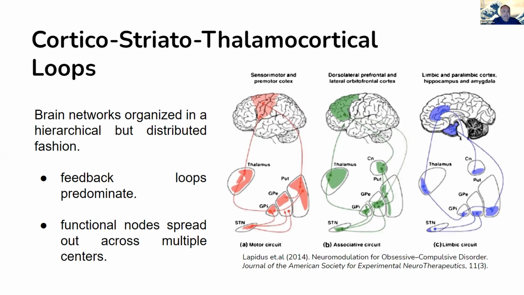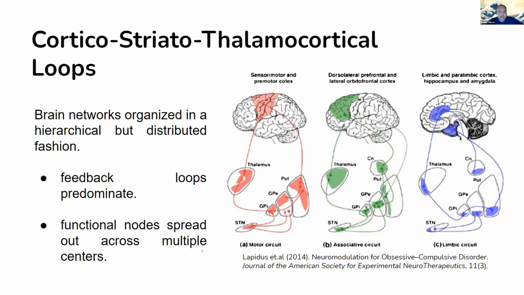But the brain actually does this in a number of ways. So the first way is this corticostriatal thalamocortical loop that exists in the human brain. And this is where brain networks are organized in a hierarchical but distributed fashion. You have these feedback loops between, say, the sensorimotor cortex, the putamen, and the thalamus. And these centers are all doing different things. They all have different functions, but they're operating in this coordinated loop, and they're putting things together in terms of cognition. So this is one type of feedback in the brain that resembles this.